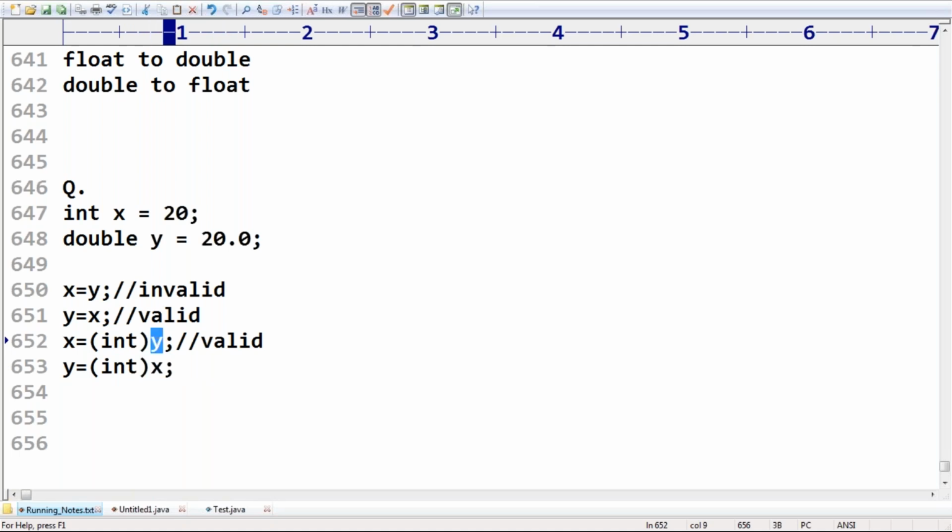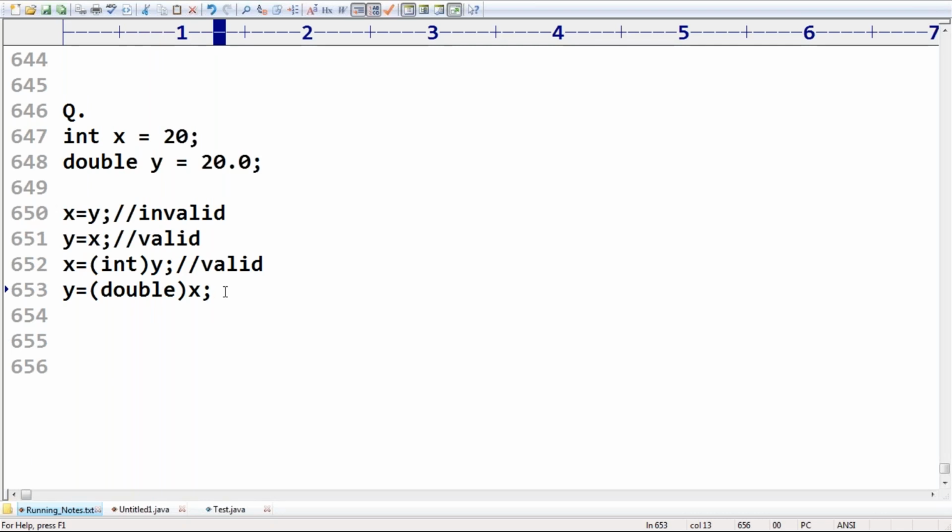Y is a double type. We are trying to typecast. X is int type. We are trying to typecast to the double. Please confirm. Is it valid or not? Last one. Valid or not? Valid.